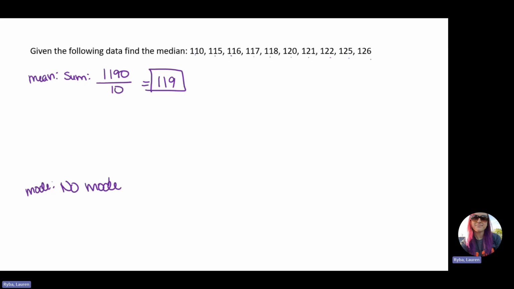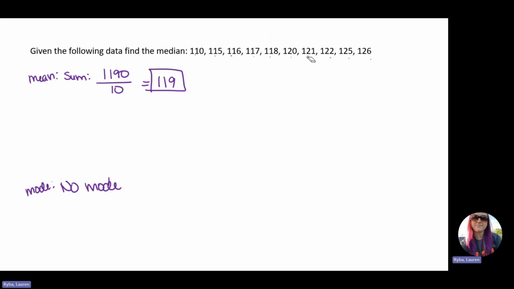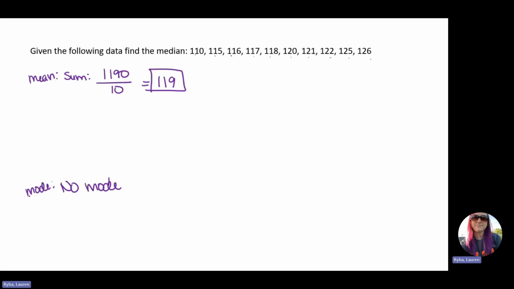There is a chance you could have two modes. So for example, if this had an extra 117 and an extra 121, then I could say I had two modes because these two values both occur twice, which is more frequent than any other value that is in the data set. That is not the case with this one, though. Everything occurs the same, so there is no mode.